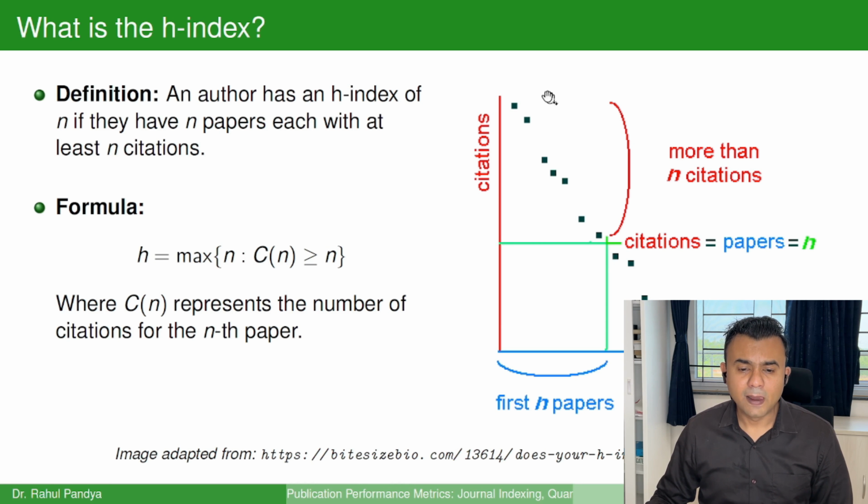So here, let's say there are n papers with n or more citations. So n is equal to h, and that count is your H index. The formula it employs to compute the H index is H = max n such that Cn is greater than or equal to n, where Cn represents the number of citations for the nth paper.